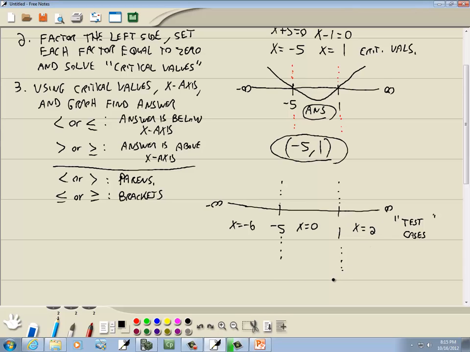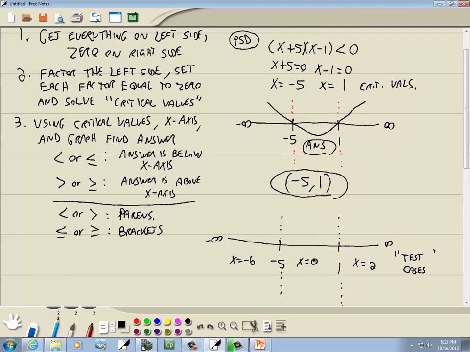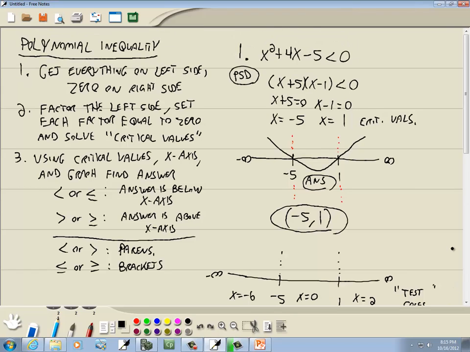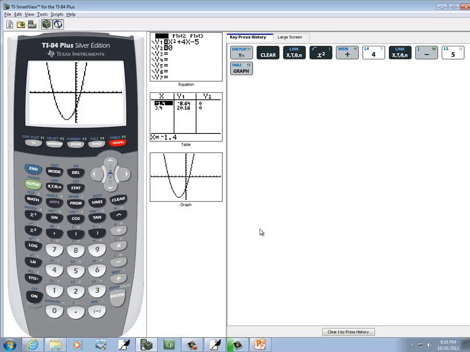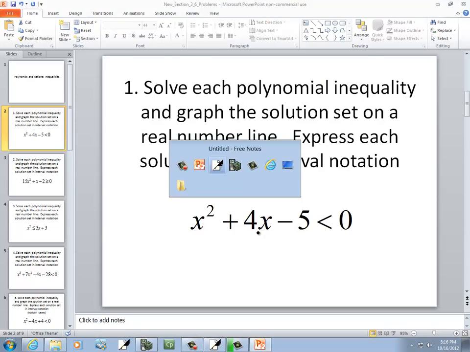It can be any value. So there's nothing special about these numbers I picked. Now what we want to do with those is we want to plug them into our original problem, which was x squared plus 4x minus 5, less than 0.